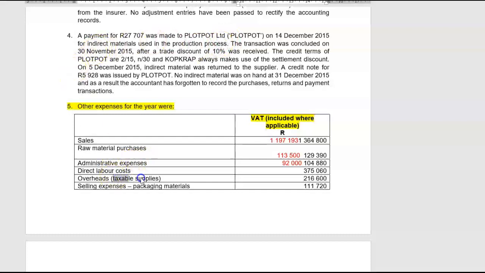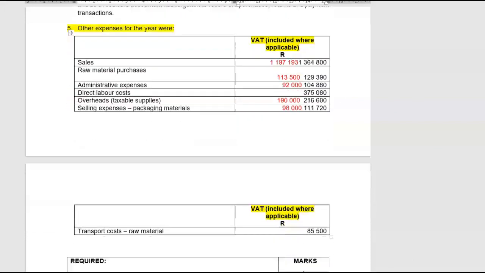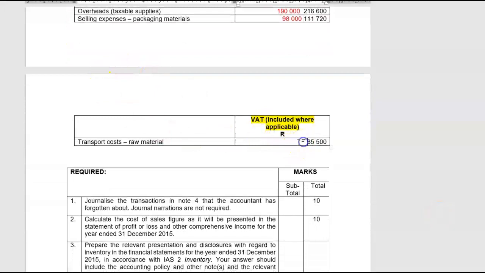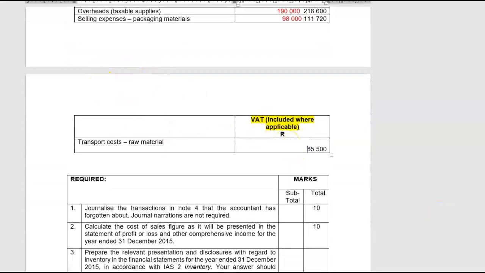Overheads, they all tell me it is taxable supplies. Now that means if it's taxable supplies, everything is subject to VAT. So the VAT exclusive amount then, 190,000. Selling expenses, packaging material, well, it's not as if you're going to use that, but let's do that just for completeness sake. So VAT exclusive, 98,000 Rand. Then, if we want to scroll down here, transport costs, raw material, if we're going to take out the VAT of 14% there, it gives me a VAT exclusive amount of 75,000 Rand.